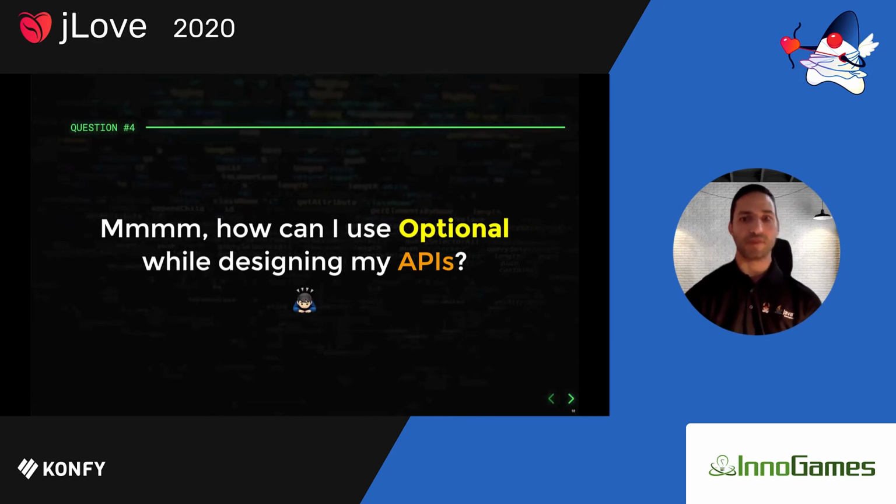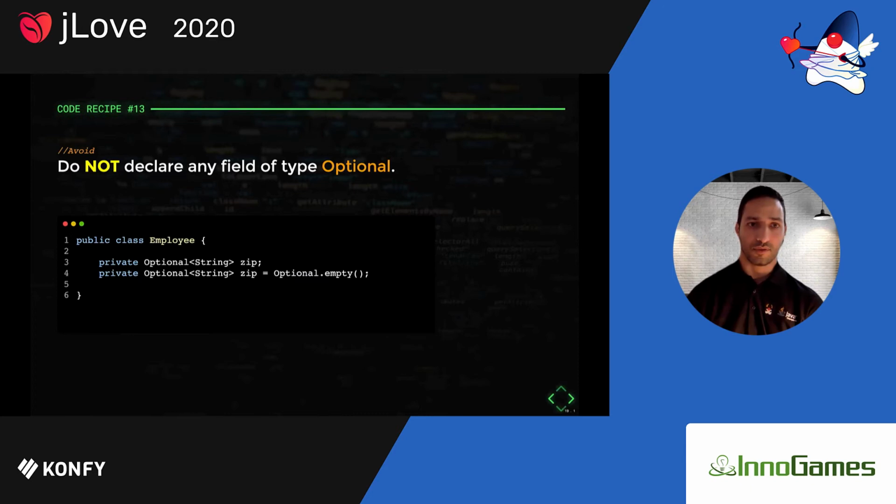Question number 4. This is very important because, oh my God, how can I use optional while designing my API? Yes, there are a lot of anti-patterns people use, and I noticed, and sometimes I was thinking about it myself. So don't declare any field of type optional. If you get back to the original definition of optional, optional is a container class meant to be used as a return type for methods.